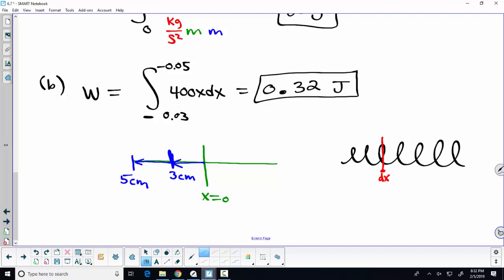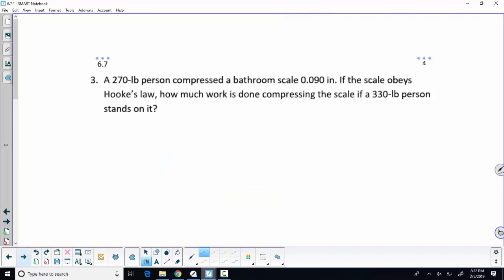Pretty cool. All right, so let's all think about problem 3 then. We've got a 270-pound person compressing the bathroom scale 0.09 inches. If the scale obeys Hooke's law, how much work is done compressing the scale if a 330-pound person stands on it? Do we have to convert to metric or leave it at inch? Leave it. We can leave the units as pounds per inch, or inch-pounds, or whatever it turns out to be. Don't convert it. It's fine.